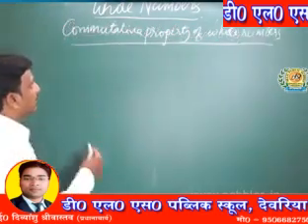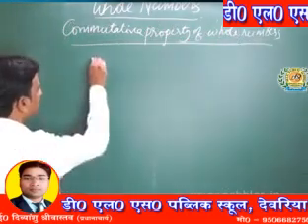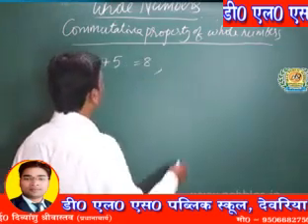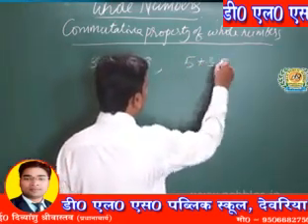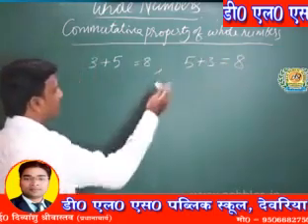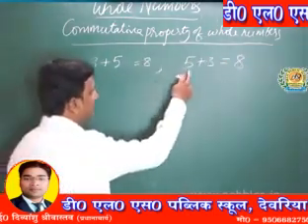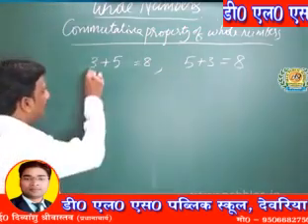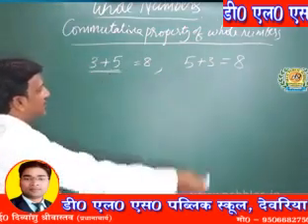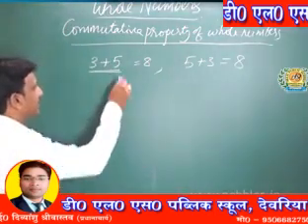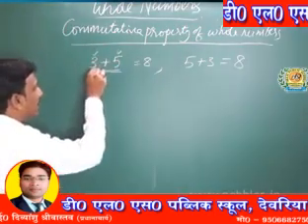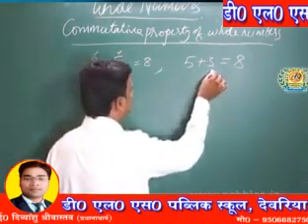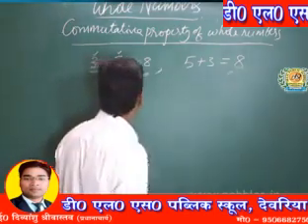Now let us look at the commutative property of whole numbers. Say for example 3 plus 5 equal to 8. In the same way 5 plus 3 equal to 8. So here we have two examples, 3 plus 5 equal to 8 and 5 plus 3 equal to 8. So what is the difference? Here the order of this whole number pair is changed. The rest is same because the numbers are same but the order is changed. Here 3 plus 5, here 5 plus 3. But the result is same.